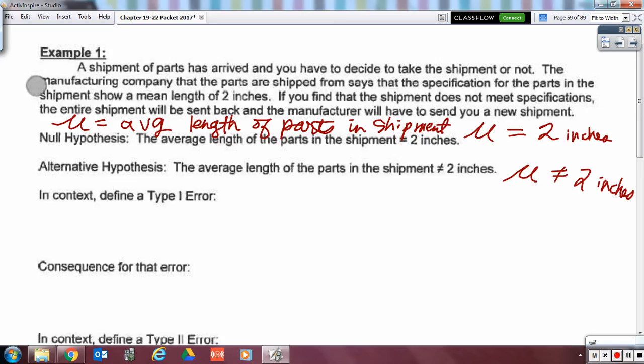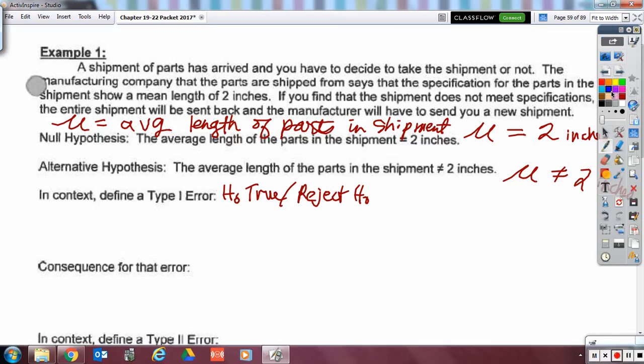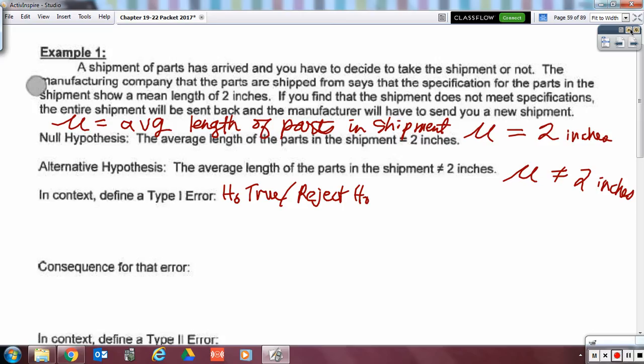Okay. So let's define in context a type 1 error. I'm real bad at keeping things in my head, so I have to write this down. I go, okay, the null is true, but I reject it. I kind of have to make myself a little note there. So let's see, what would that mean in context of this problem? The null is true.